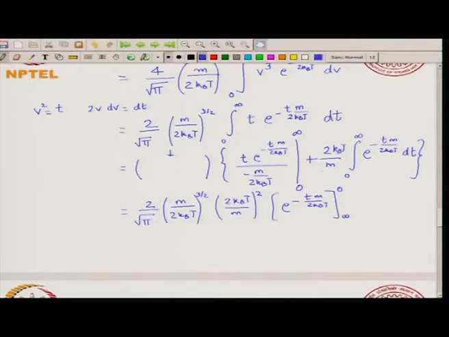Finally, I can write this as 2 by root pi into 2 kBT by m raised to half. If I want to take this 2 inside, I have to square it. So, 2 squared is 4, 4 into 2, and I can write this as 8 kBT divided by pi m, raised to half. So, this is the expression for the average speed.